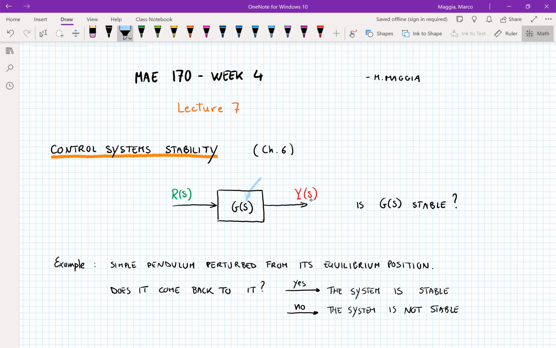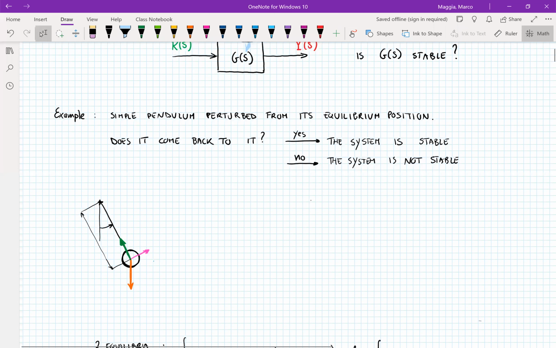Before answering this question, let's try to understand the concept of stability by looking at a very intuitive and very common example that you're all very familiar with. That is the simple pendulum. So here we have a simple pendulum that is fixed. The pendulum itself is going to have mass m. It is subjected to the force of gravity equal to mg, always pointing downwards.